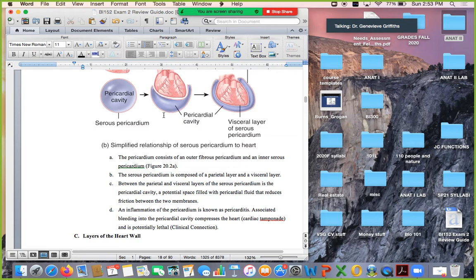And if we end up with inflammation here, that's called pericarditis. Sometimes we can have bleeding in this pericardial cavity, and if we end up with blood in here, as you can imagine, that's going to increase the pressure.